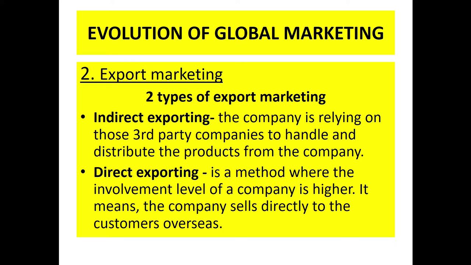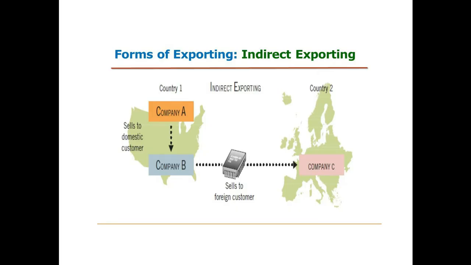So indirect exporting is relying on third-party companies to handle and distribute the product of the company. Direct exporting is a method wherein there is a higher level of involvement of a company. It means that the company sells directly to customers overseas. So this is an example of your indirect exporting. So there is a third party to sell the company's products to other countries.